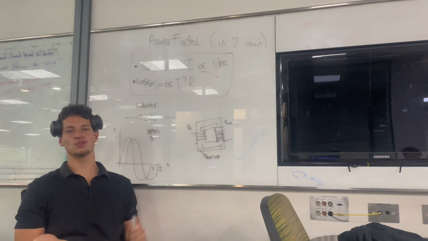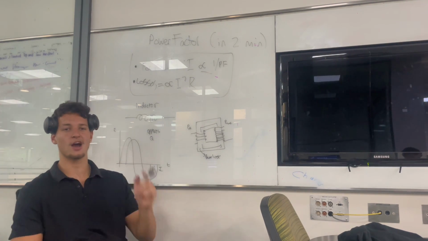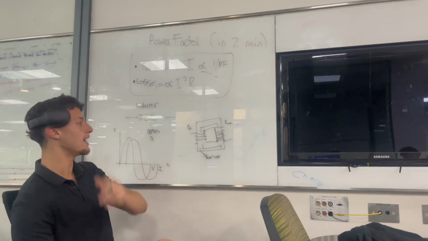Inductive loads, motors, welders, and transformers make current lag voltage, lagging PF. Purely capacitive loads make current lead, leading PF. Most sites are inductive, so PF is typically lagging.